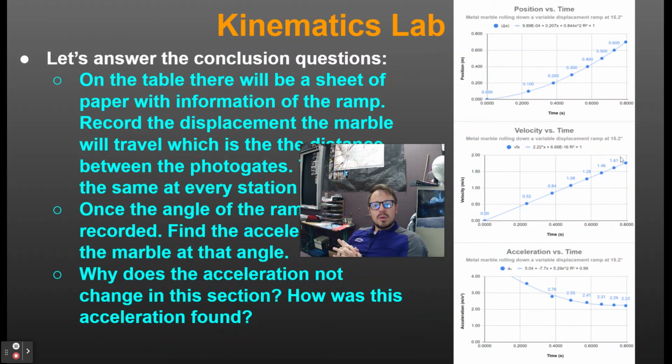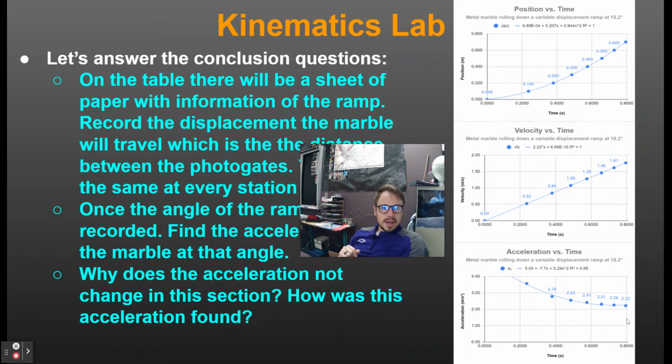Now, one thing that we do go over is the fact that the slope of the velocity versus time should be constant, but the acceleration is not. And the reason is because the marble did not start at rest. Even though we started it on a ruler and pulled the ruler away and it rolled down, it wasn't exactly at rest because it had to travel a little bit.